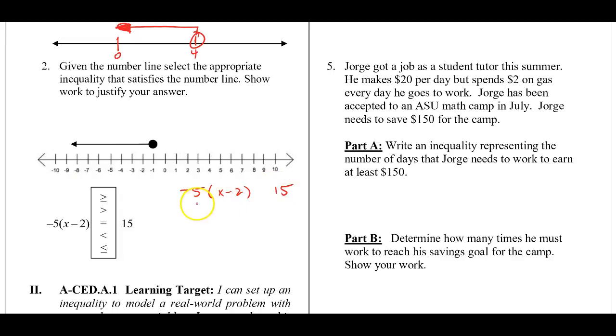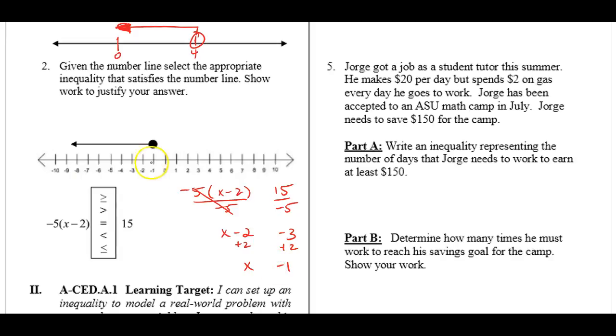So first thing I'm going to do is divide both sides by negative 5 to get rid of that multiplication. So x minus 2 is something and negative 3. I'm going to add the 2. So x is being compared to negative 1, which we have here.